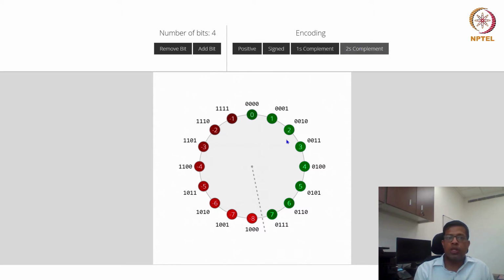And this is how we can see 2's complement. So if you want to play a bit, you can play using this particular website and have some fun. Okay, so let's get back to the presentation.